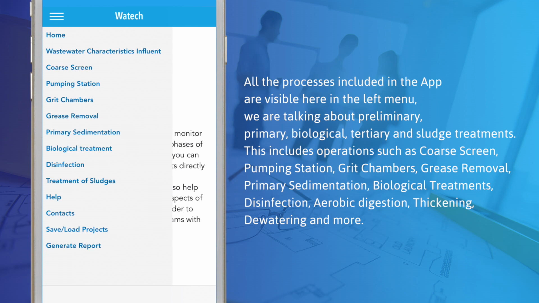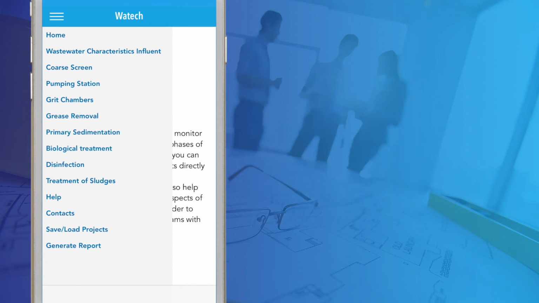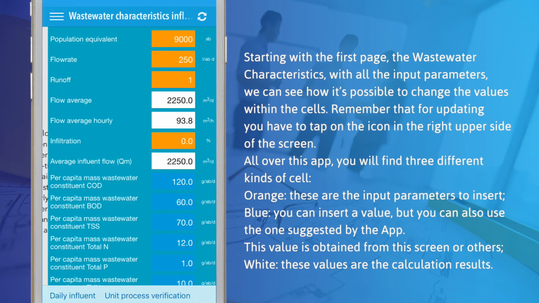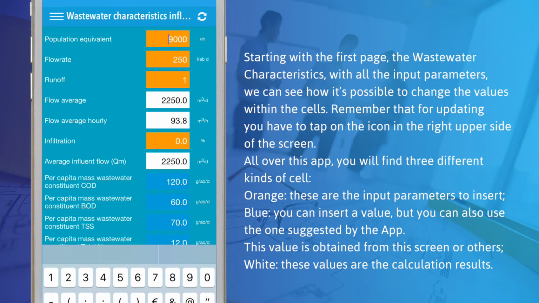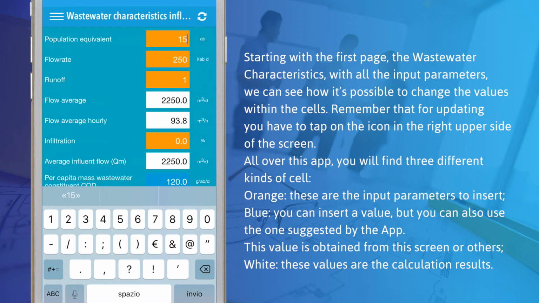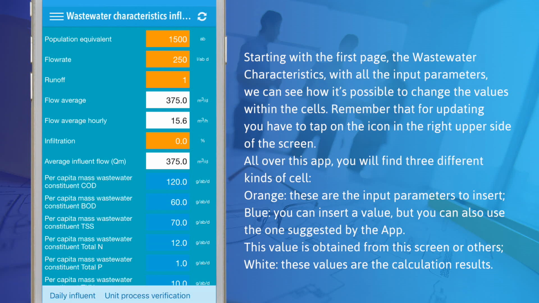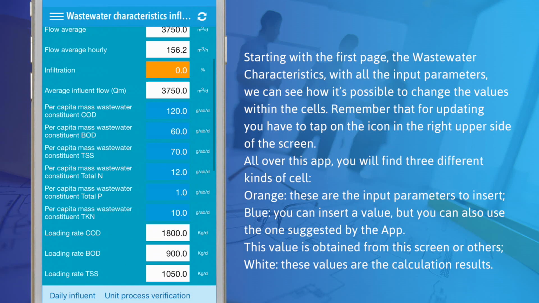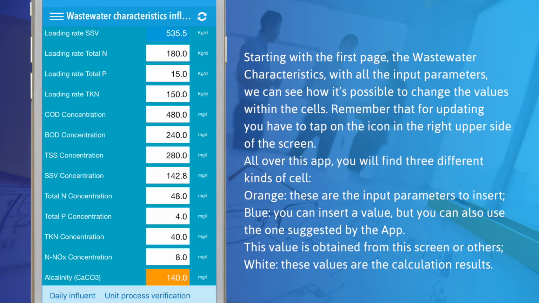This includes operations such as coarse screen, pumping station, grit chambers, grease removal, primary sedimentation, biological treatments, disinfection, aerobic digestion, thickening, dewatering, and more. Starting with the first page, the wastewater characteristics, with all the input parameters, we can see how it's possible to change the values within the cells. Remember that for updating, you have to tap on the icon in the right upper side of the screen.